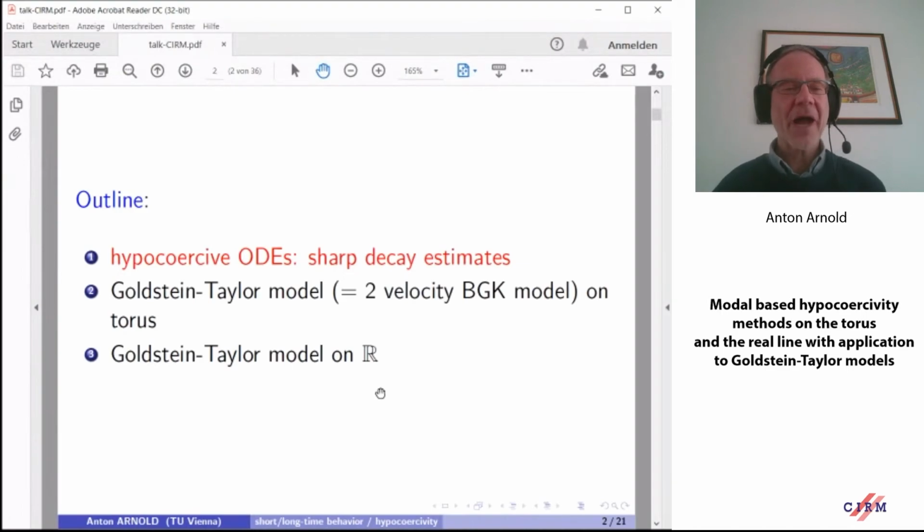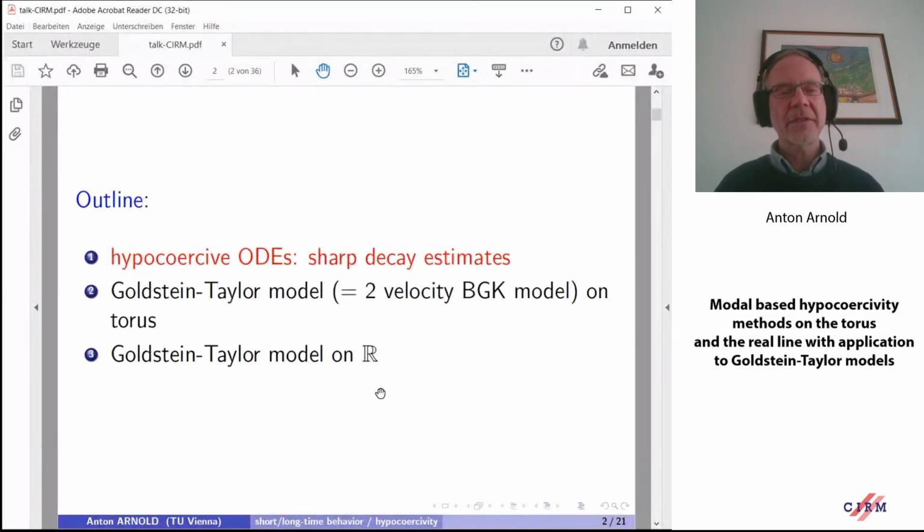As a long and very simple introduction, I will start with hypocoercive ODEs. The key idea, or the goal, is to show how to obtain sharp decay estimates by writing down or constructing appropriate Lyapunov functionals. And then the main essence of the talk are points 2 and 3.